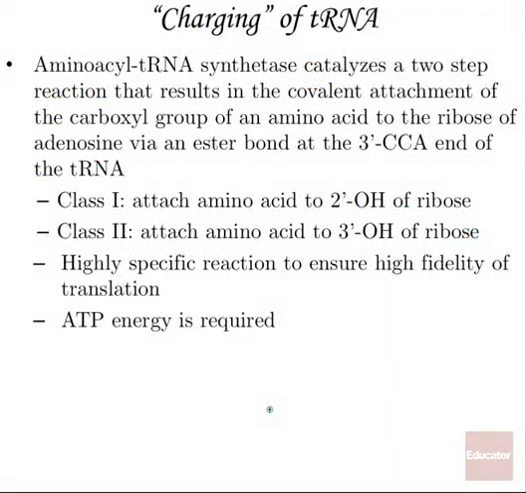So let's start with the first step, the charging of our tRNA. We have an enzyme called aminoacyl tRNA synthetase, and that is going to catalyze a 2-step reaction that results in the covalent attachment of the carboxyl group of an amino acid to the ribose of the adenosine of the CCA. Let's see right here.